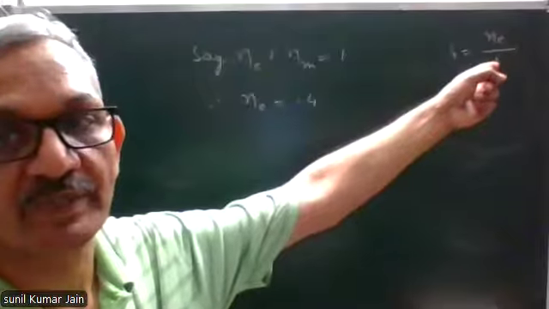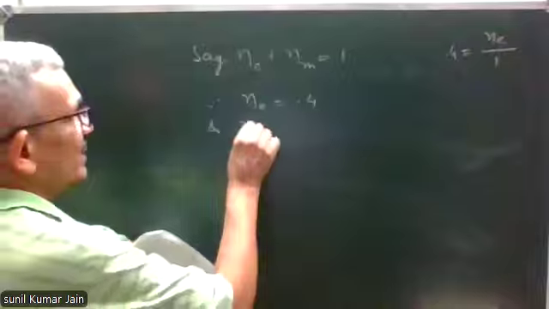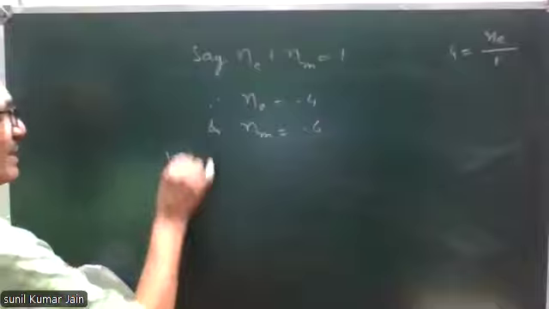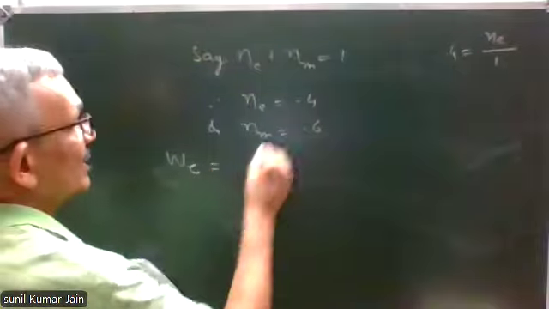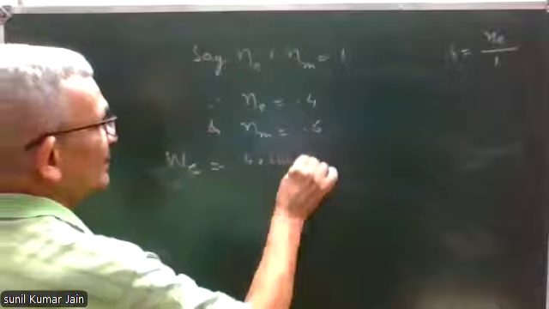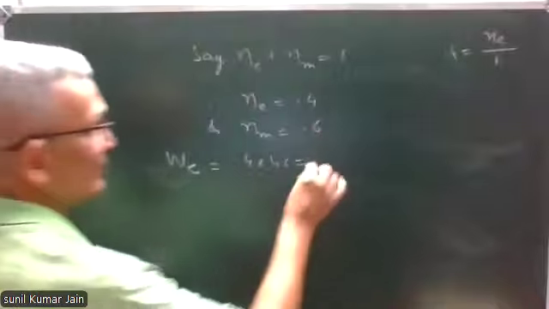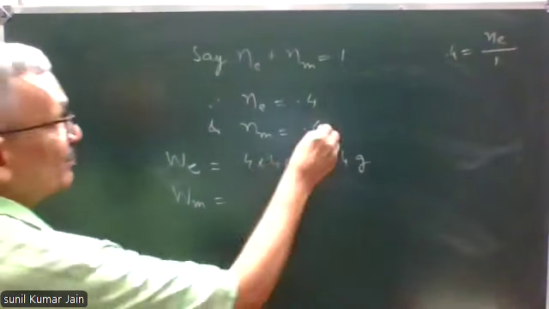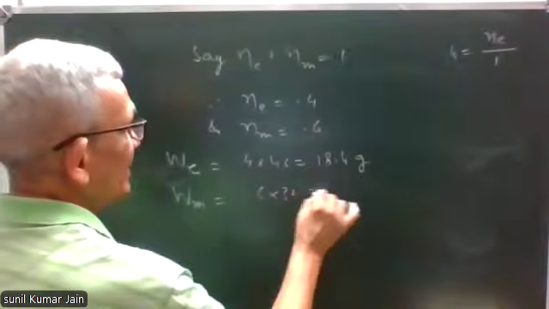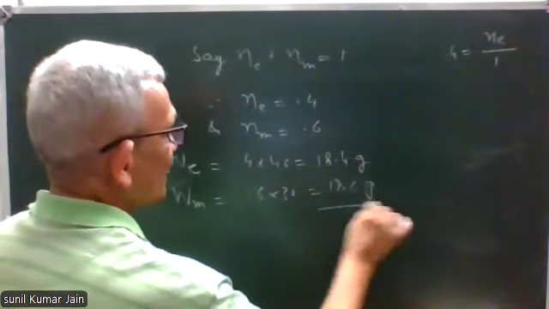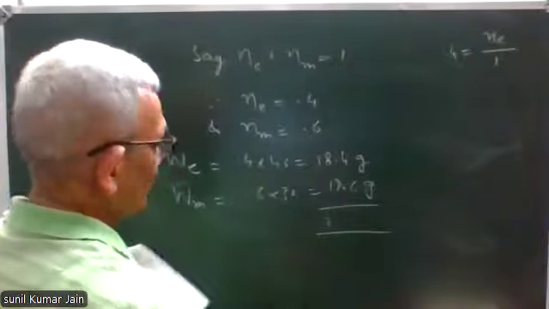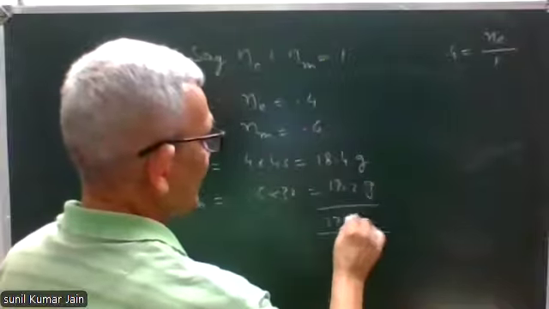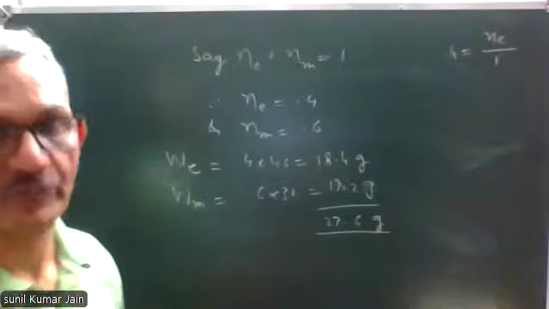Number of moles of ethanol will be 0.4. And number of moles of methanol will be 1 minus 0.4, 0.6. Now, weight of ethanol will be number of moles into molecular weight. This will come out to 18.4 grams. Weight of methanol will be 0.6 into molecular weight, 19.2 grams. Total will be 37.6 grams, the total mass of the solution.